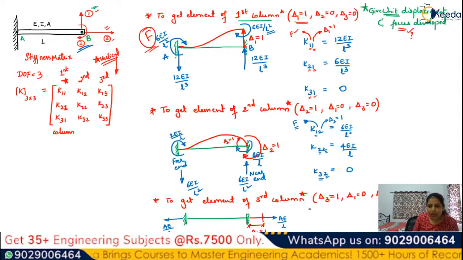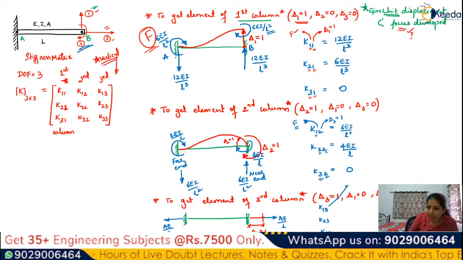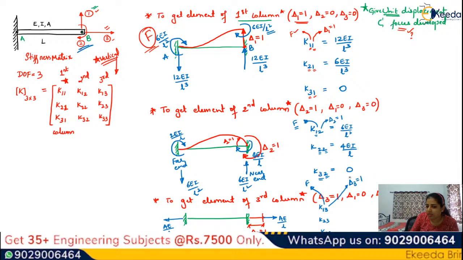So now, right now we'll write the third column elements. So K13, K23 and K33. What is the meaning? So the second terms are what? The second terms are, you are applying unit displacement in those coordinates. So here we are applying delta 3 equal to 1. And what are the first terms? First terms are, we are seeing what are the forces that will be caused because of the displacement in the third coordinate.